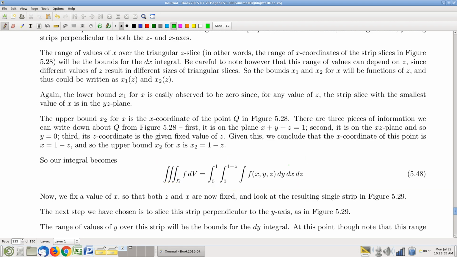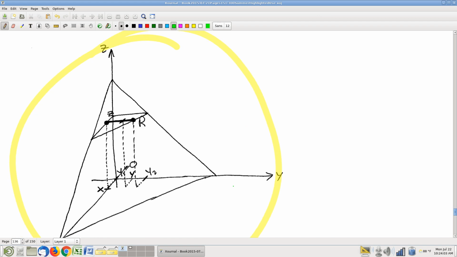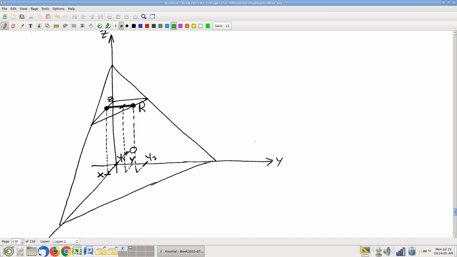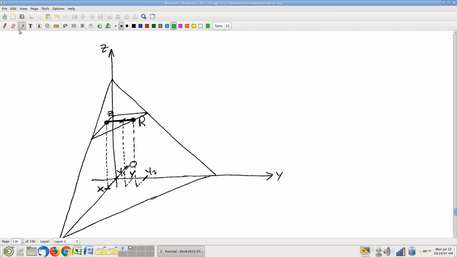We agreed that the lower bound for x was 0. With the upper bound, we just found 1 minus z. Now, finally, we're still on our z slice. Having found the range of values of x, we are now going to fix a value of x also. So we're going to look on that x slice of that z slice.